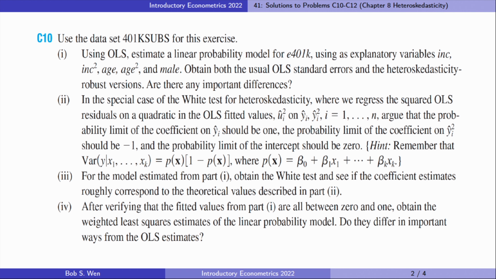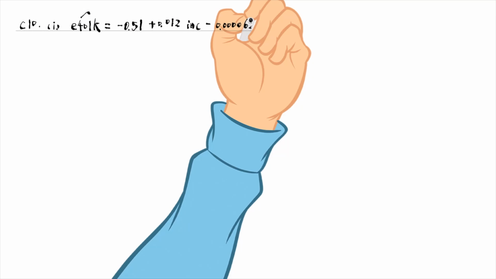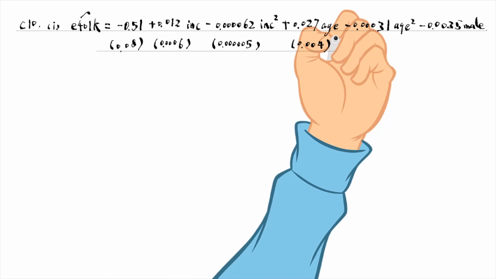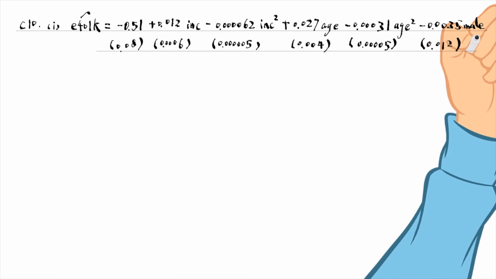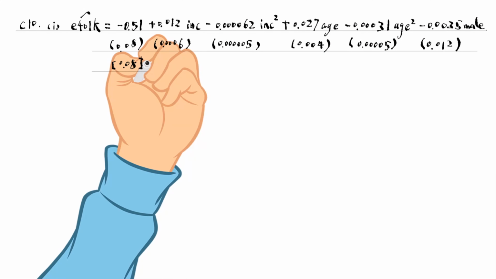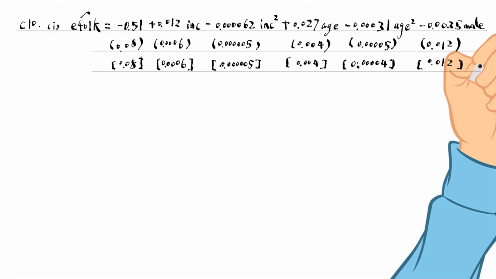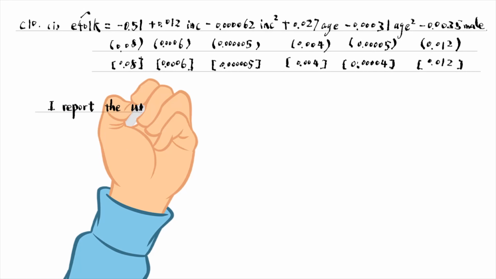For computer exercise 10, I report the usual standard errors in parentheses and the heteroskedasticity robust standard errors in brackets. The difference between them is negligible.